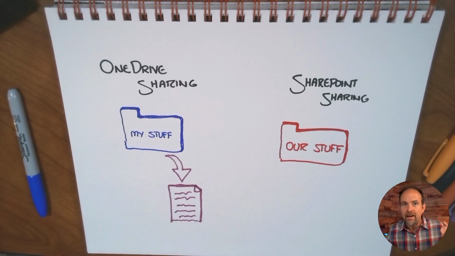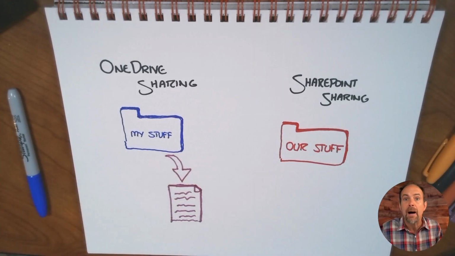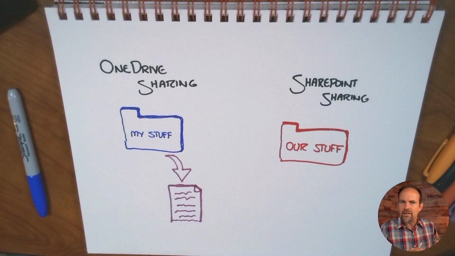But here's the thing. OneDrive sharing, from the way it's designed, is supposed to be you with one or two other people. Like, oh, I've got this file. It's my file, right? I own it. Can you help me with this? Can you review this and make sure I didn't make any mistakes? Can you add a few things to this, right? Person X, person Y.